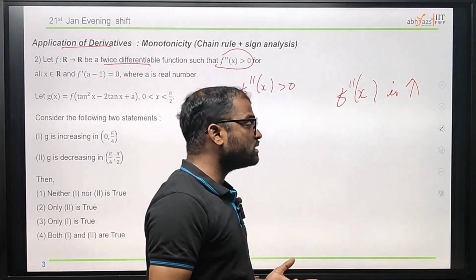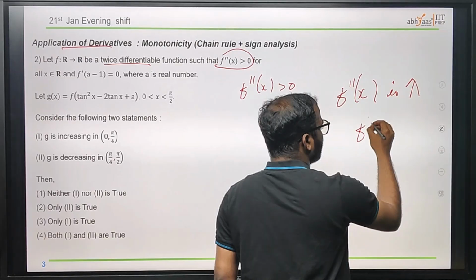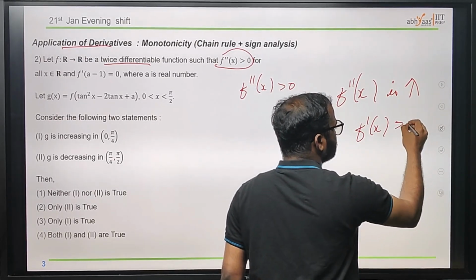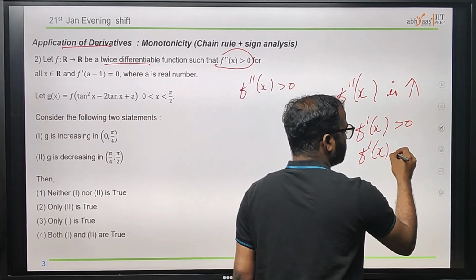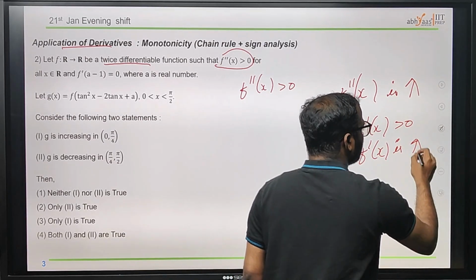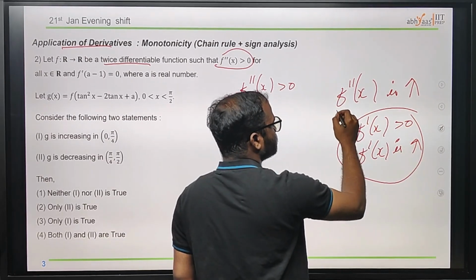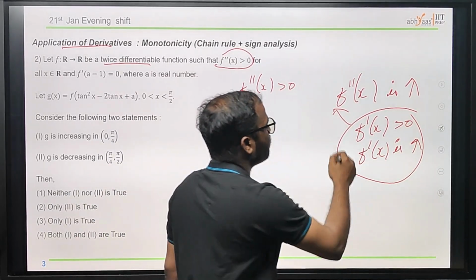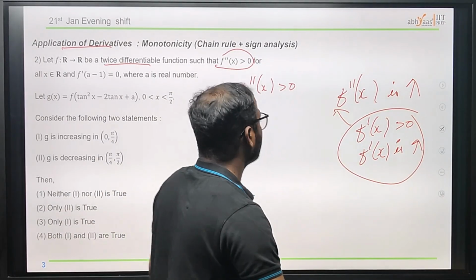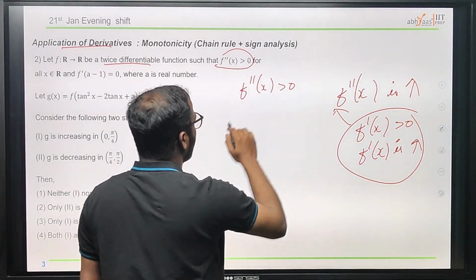Okay, how can we say that? We know when f dash of x is greater than 0, that means automatically f dash of x is increasing. From this part we can easily say this as well: when f double dash of x is greater than 0, f double dash of x is increasing. Using this one we have to solve this.